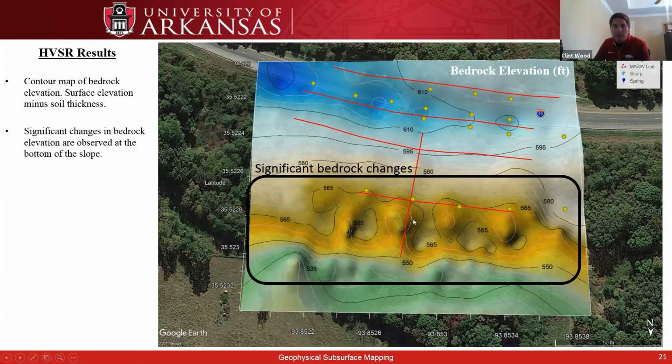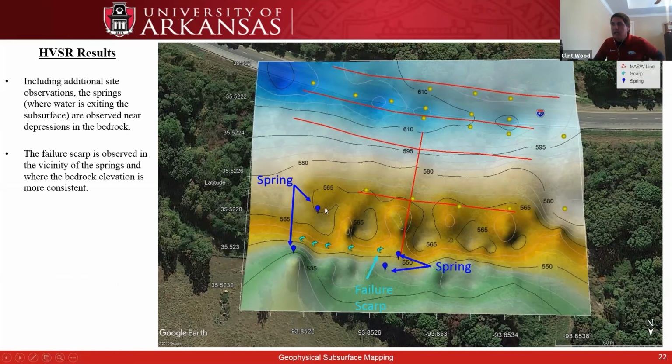And if we put on top of those what is happening in the site, so we had a number of springs that we observed on the site, and then an old scarp failure from the slide, we see that those match up very well with some of the features we're seeing down at the bottom. So we see some of the flow paths through here and could be contributing to the springs. We see some of the areas up here that could be contributing to why we are seeing springs in these particular locations.